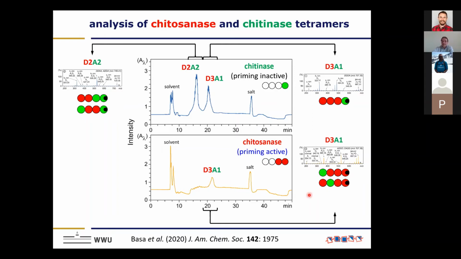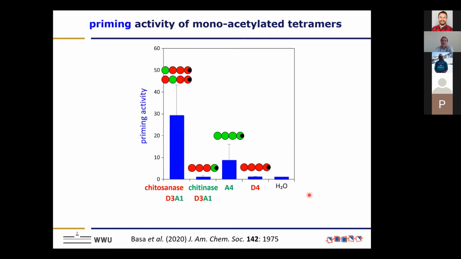So now we have analyzed the priming activity of these tetramer fractions, and again we can see the chitosanase tetramer, which is the mixture of these two, has priming activity, whereas the chitinase product with just a single acetylated residue at the reducing end is inactive as a priming agent.